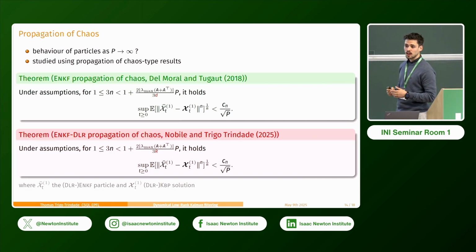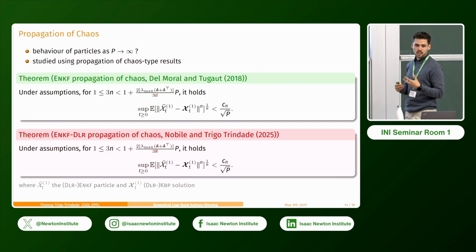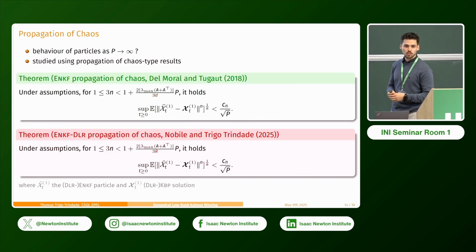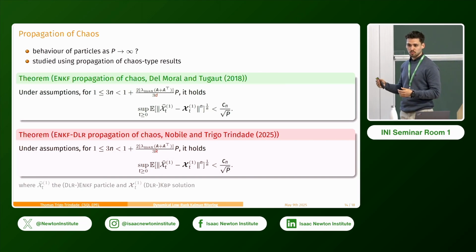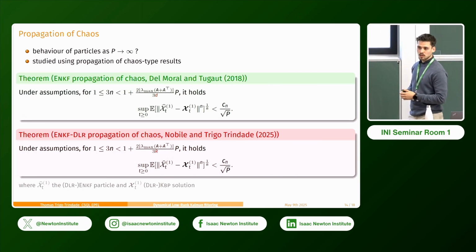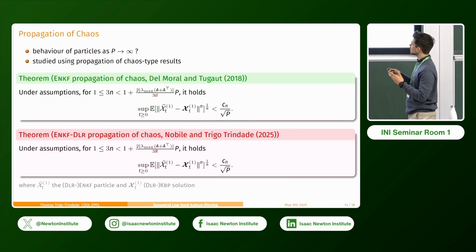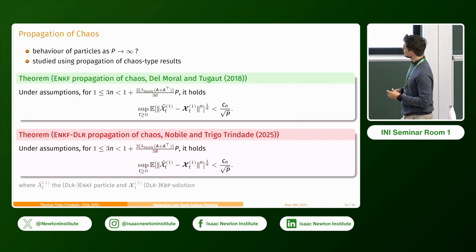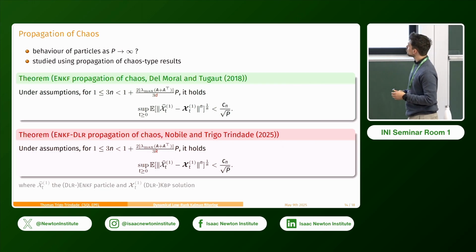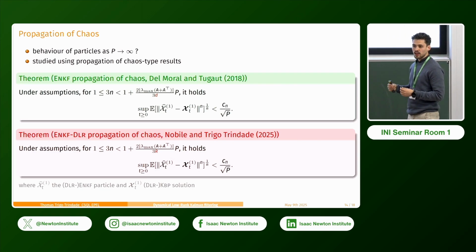The key aspect of this framework is that you want to understand how this system behaves as you take more and more particles. Specifically, what you expect is that you converge to some kind of mean field limit as you take an infinite amount of particles. Those results are typically called propagation of chaos results in this type of dynamical systems, and they do exist for the EnKF. This is some nice work by Del Moral and Tugaut, where they prove that, in essence, as you increase the number of particles, your system behaves more and more like its mean field limit.